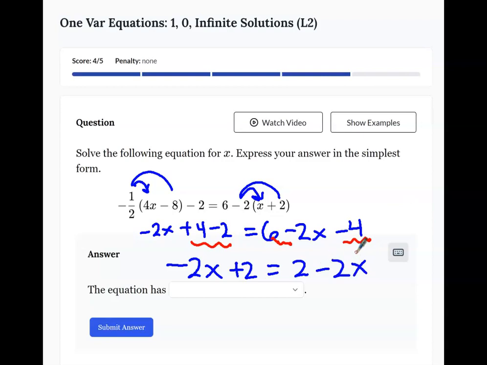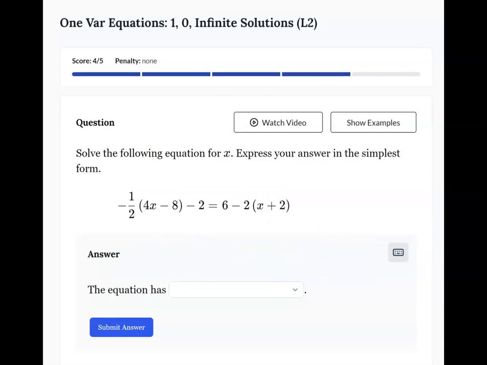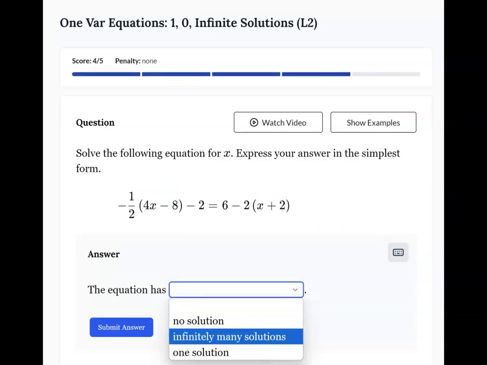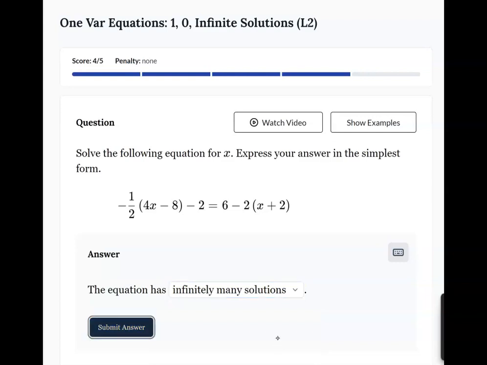Look carefully at your variable terms. Are they a perfect match? Yes. Now look carefully at your constants. They are also a perfect match. And when everything is the same, you have infinitely many solutions.